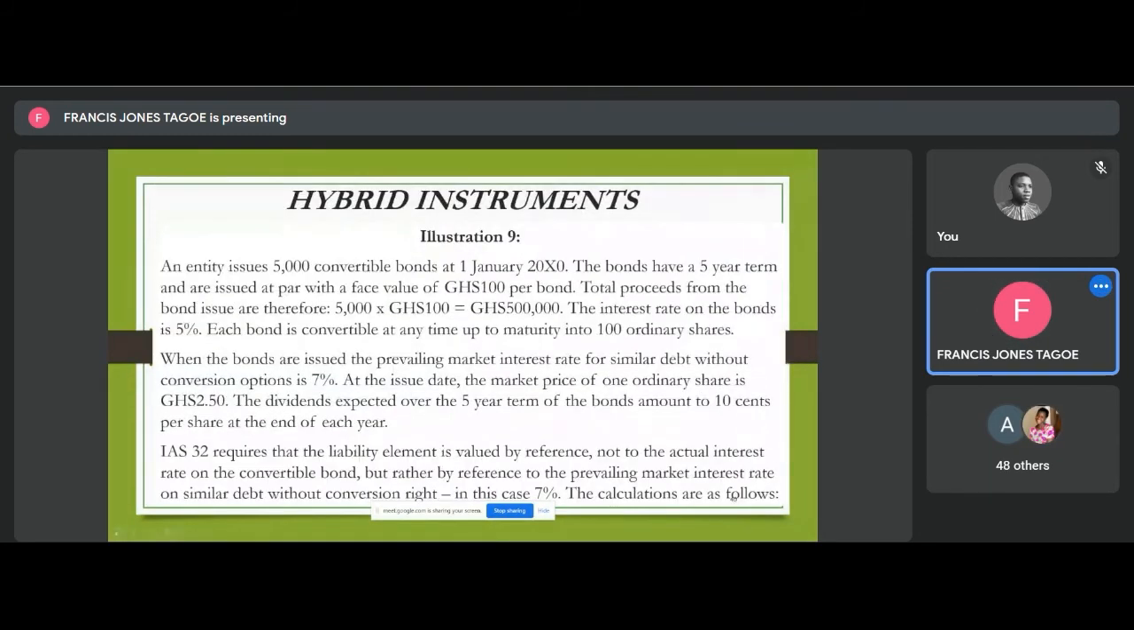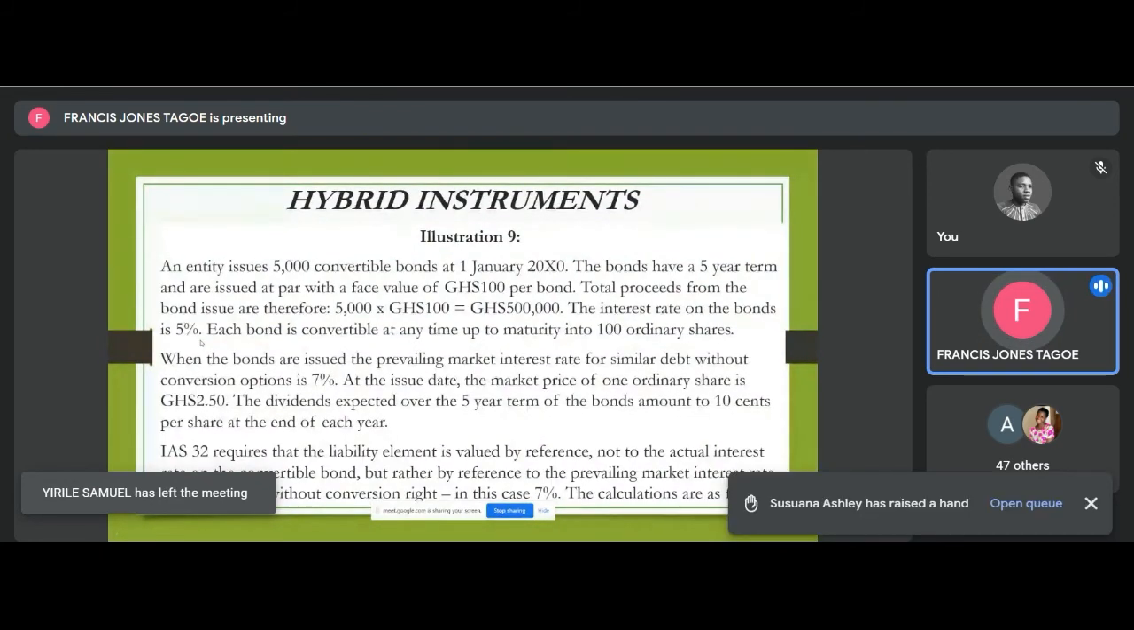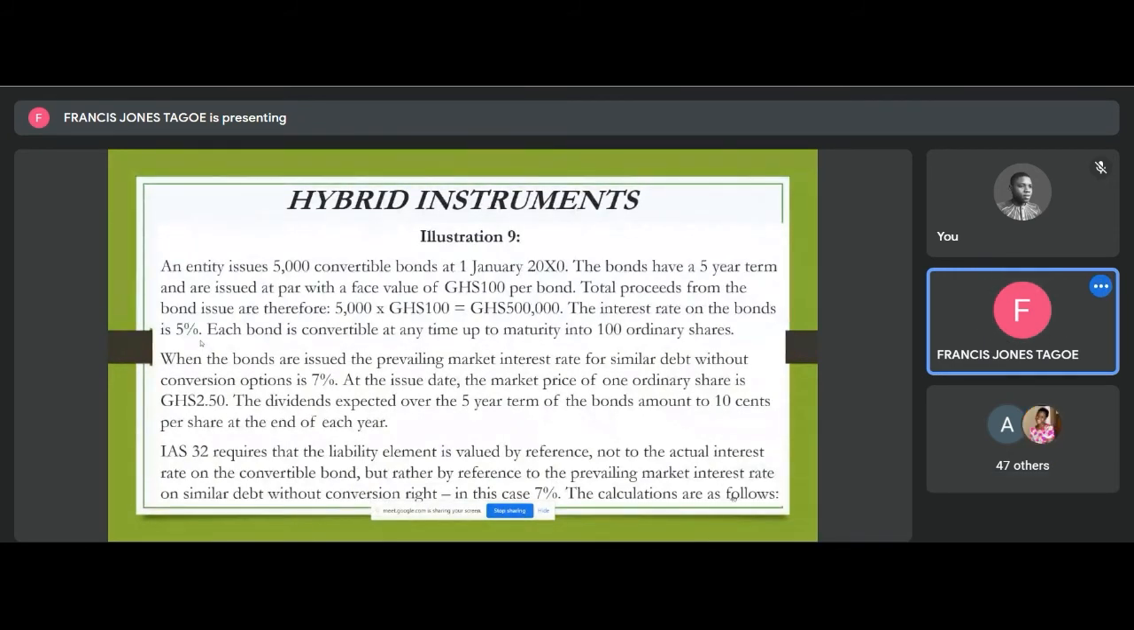So each bond, the interest rate on the bond is 5%. This should tell you the periodic interest amounts that the holder will be receiving. Each bond is convertible at any time up to maturity into 100 ordinary shares. When the bonds are issued, the prevailing market interest rate for similar debt without conversion option is 7.5%. So now the 7.5% becomes the rate to value the instrument. We don't use the interest rate to value. The interest rate tells us the proceeds that the holder will be enjoying. At the issue date, the market price of one ordinary share is 2.5 cedis.